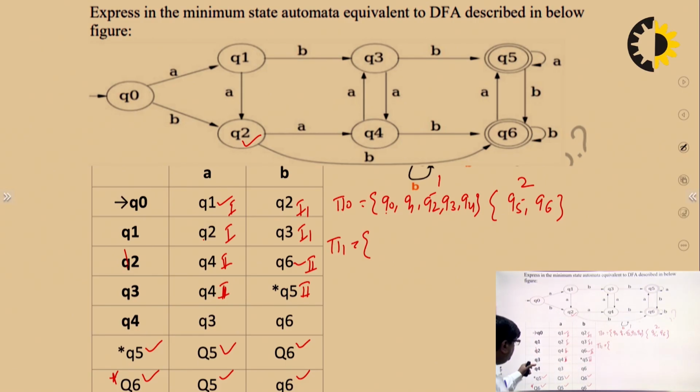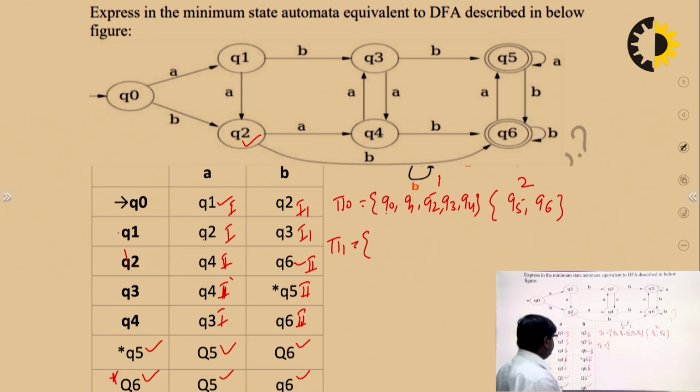It means Q3 does not have a similar behavior with Q1 and Q0, but Q3 has a similar behavior with Q2, because here is a 1, here is a 1, here is a 2, here is a 2. It means these two states have a similar behavior. Again we check the Q4. Now here is set 1 and here is set 2. It means Q4 also has a similar behavior with Q2 and Q3.